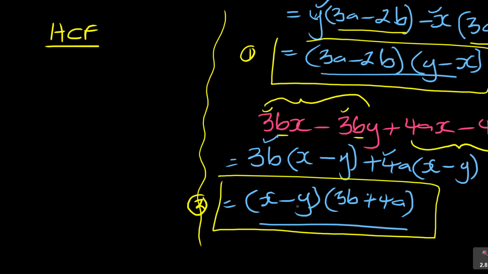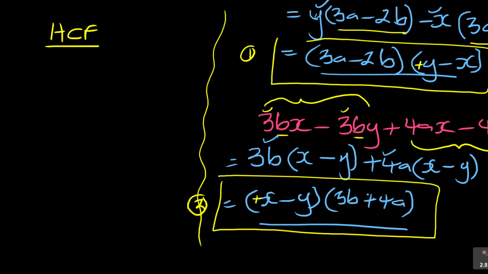X minus y. It looks like nothing is common. 3a minus 3b, 3b plus 4a. You're going to say y minus x, x minus y. Guys, no, these are not the same. Y here is positive, x is negative. Here, x is positive, y is negative. So they are not the same.